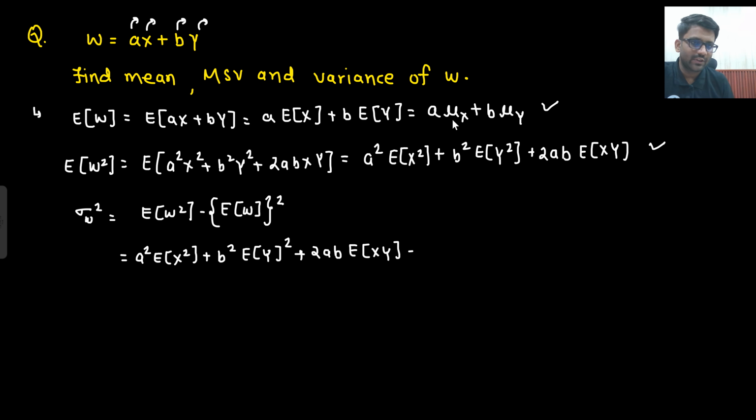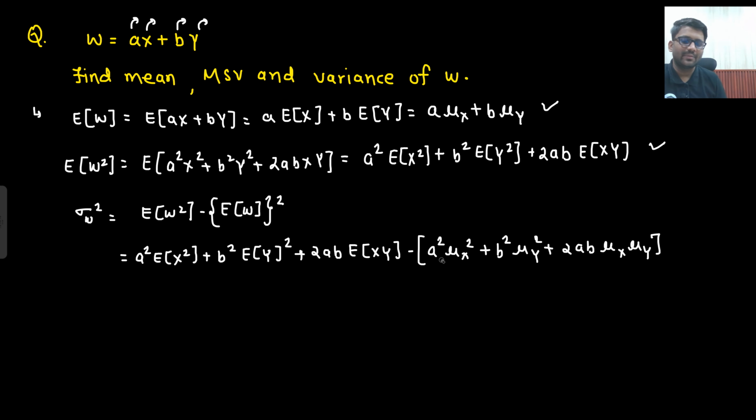You need to do the square of this one and then you need to subtract it. So what will be the square of this one? A square... basically I am doing the square of this one. A square plus B square plus 2AB mu X mu Y, right? And then I will open this bracket. That means all the positive sign will become negative sign.